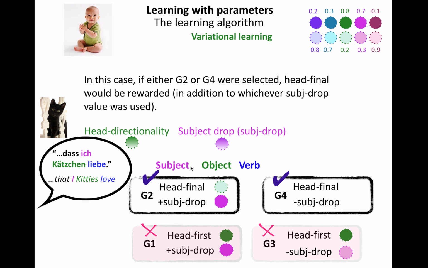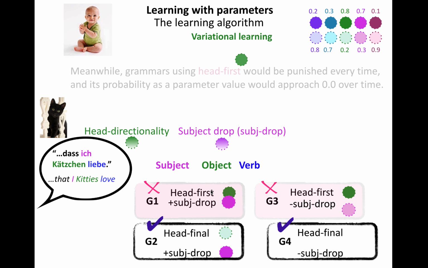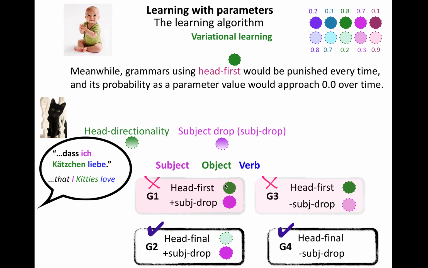And so its probability as a parameter value over time would reach 1, right? And grammars that are using the head first value would be punished every time. And so its individual probability as a parameter value would approach 0 over time.